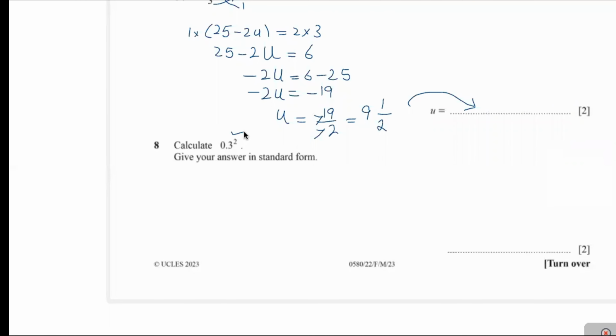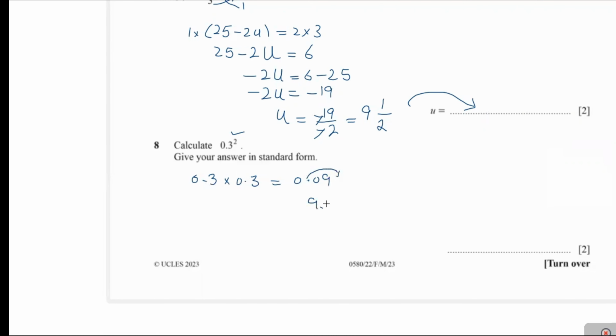Calculate 0.3 squared. Give your answer in standard form. Now 0.3 multiplied by 0.3, we can write it as 3 times 3 is 9, and the decimal places become 2. Therefore, 0.09 is the answer. Now we convert into standard form. The decimal shifts from left to right.